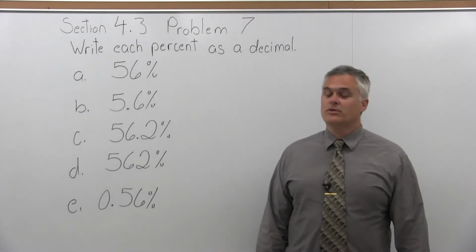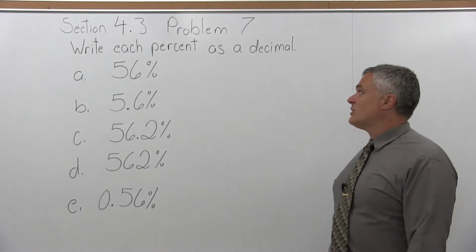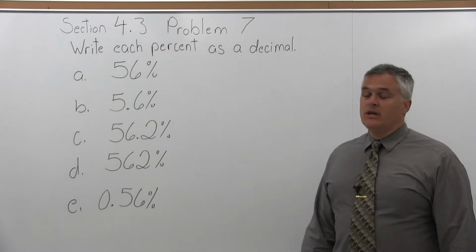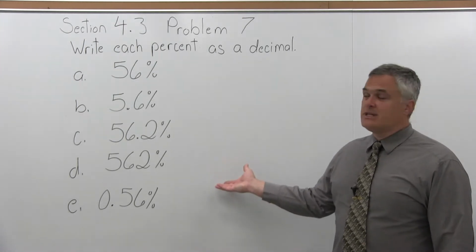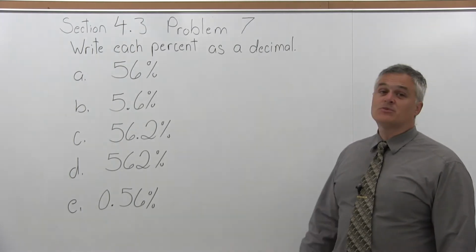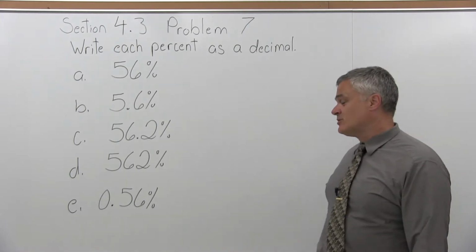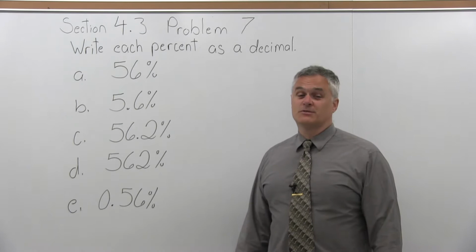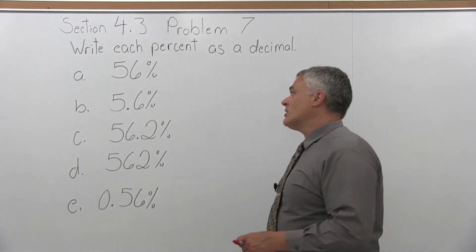This is Section 4.3, Problem 7. It says write each percent as a decimal, and we have several percents to convert into decimals. We have 56%, 5.6%, 56.2%, 562%, and 0.56%. They're similar, but a little different.